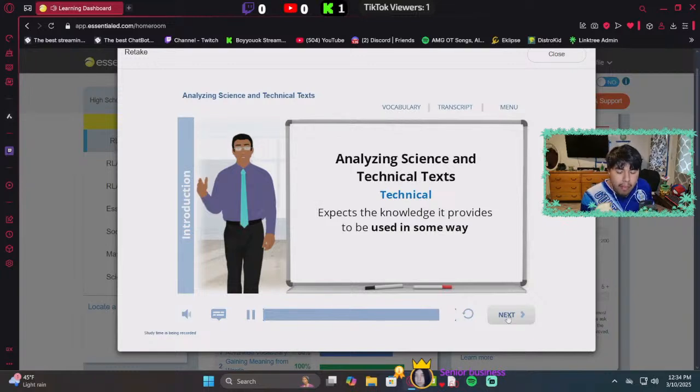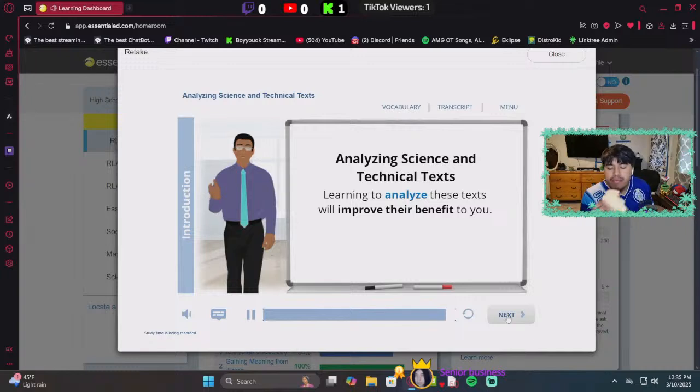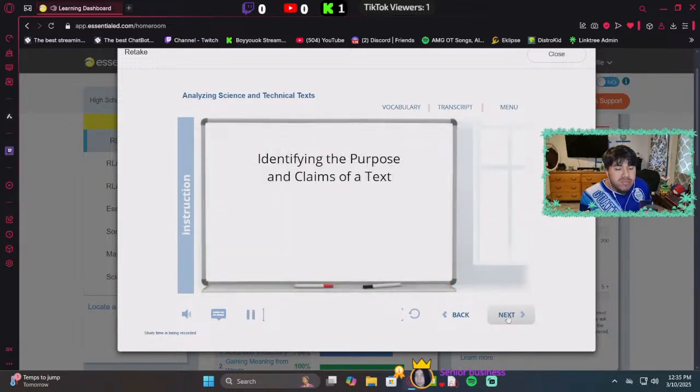Today I'm going to talk about how to analyze science and technical texts. My hope is that learning to analyze these texts will improve their benefit to you. You ready to get started? Okay. Before we dive into the analysis, I'd like to review how to identify the purpose and claims of a text. After all, you can't very well analyze a text until you have a good idea of what it's saying.